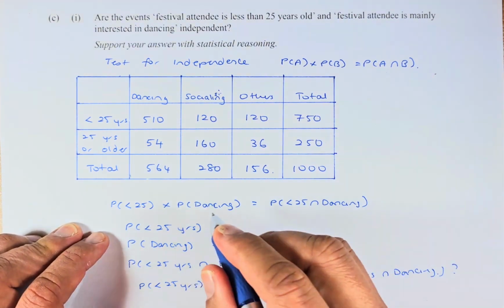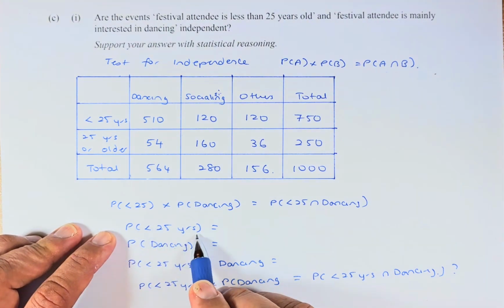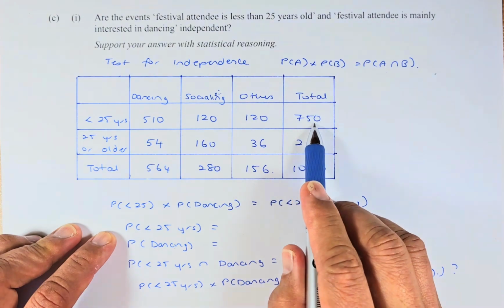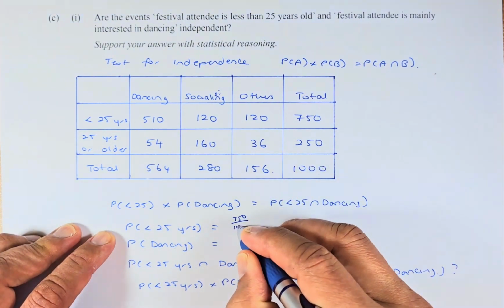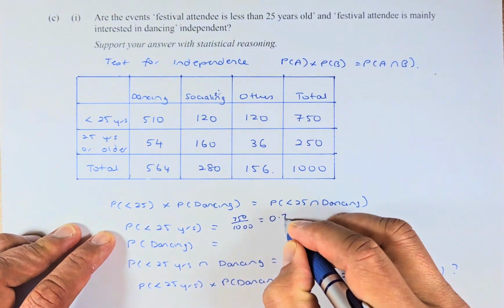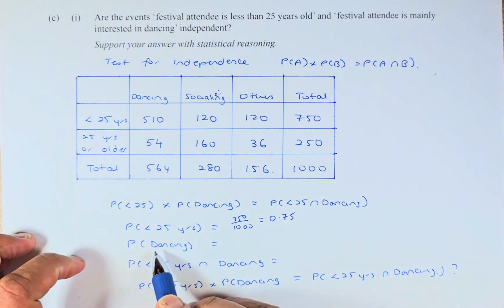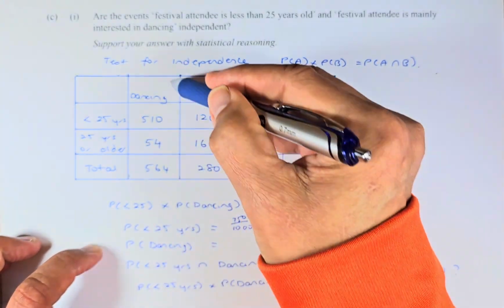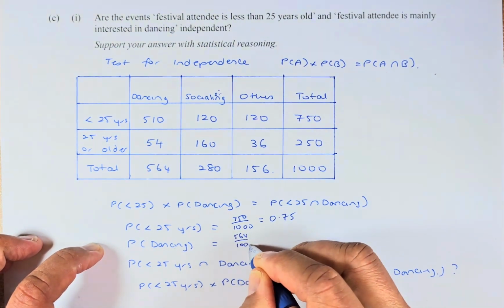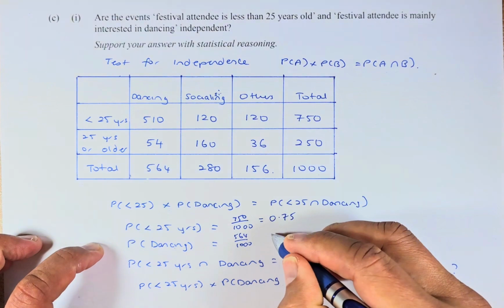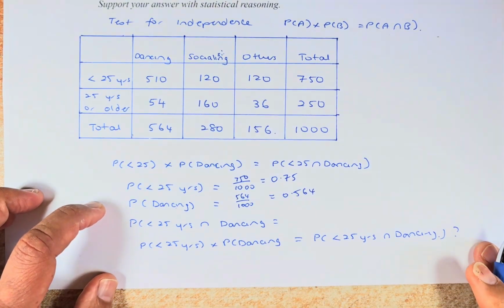So now we're going to calculate each component and multiply them. For the probability of less than 25, we take this number here, 750 out of 1,000. In decimal, it would be 0.75. Similarly, to find the probability of being interested in dancing, we go to dancing. There are 564 out of 1,000 who like dancing, that is 0.564. We're going to bring it up a bit because we run out of space.